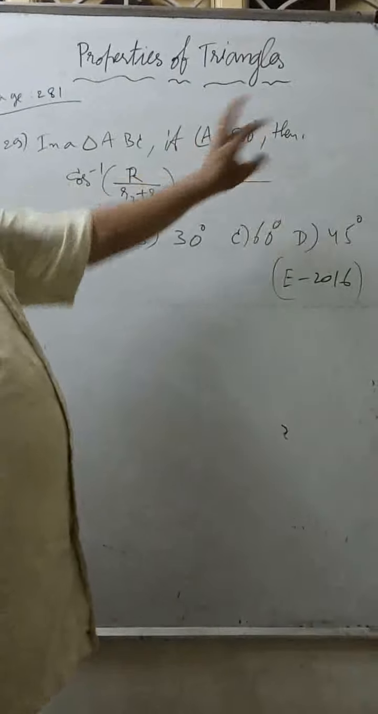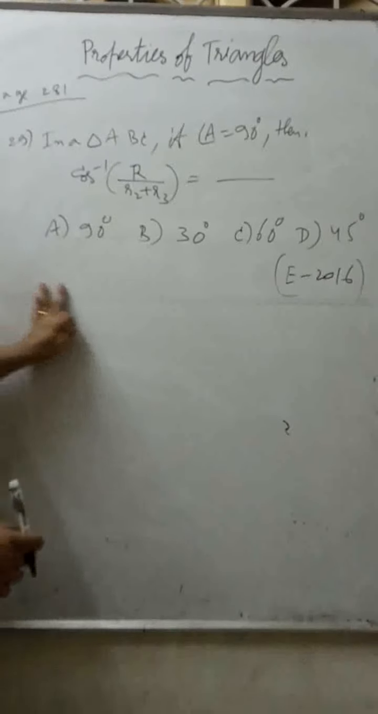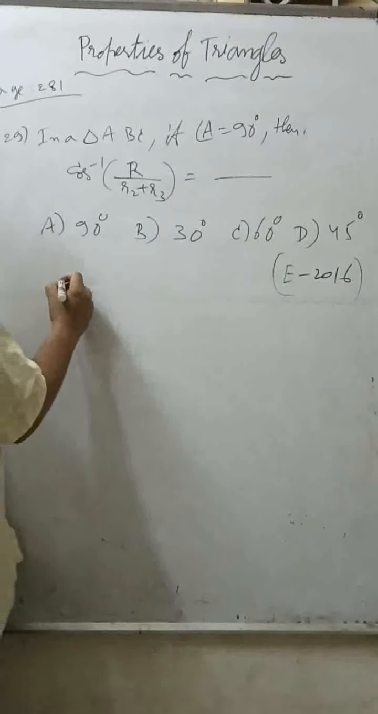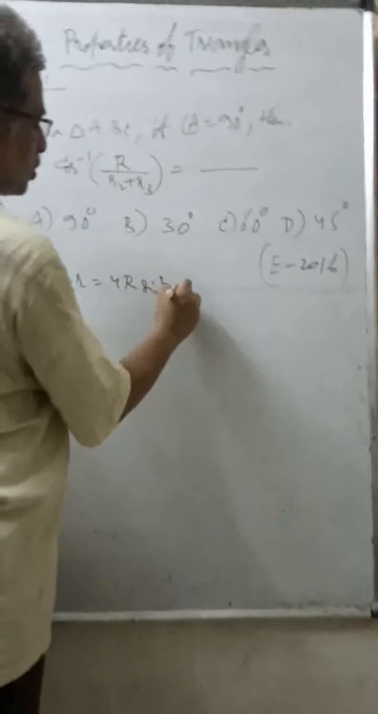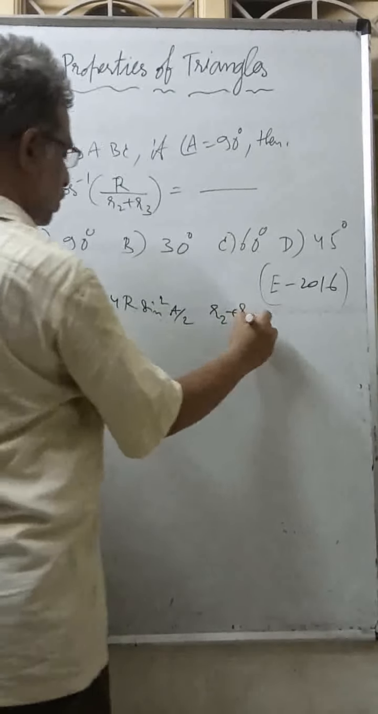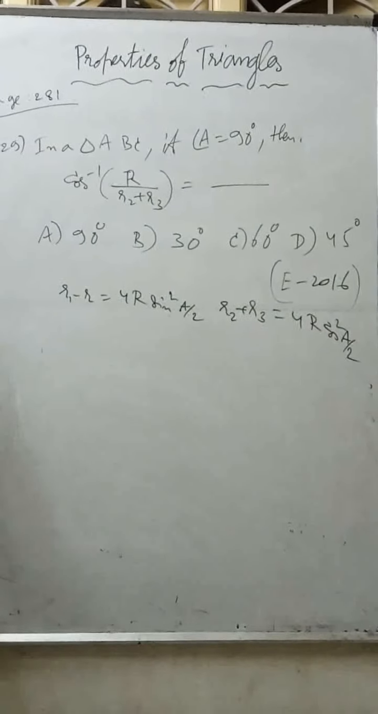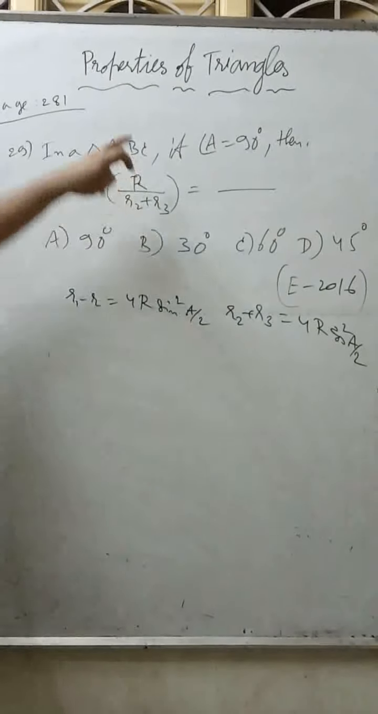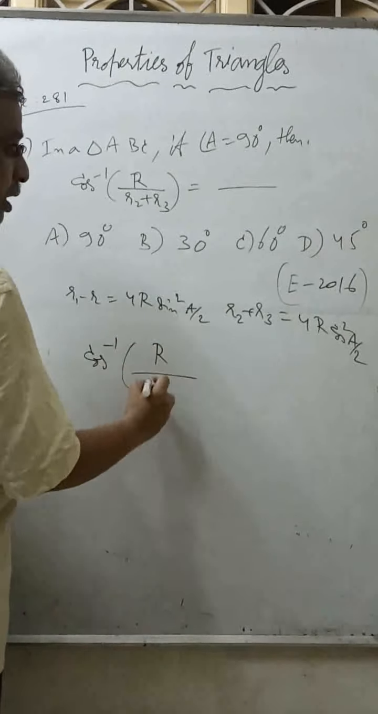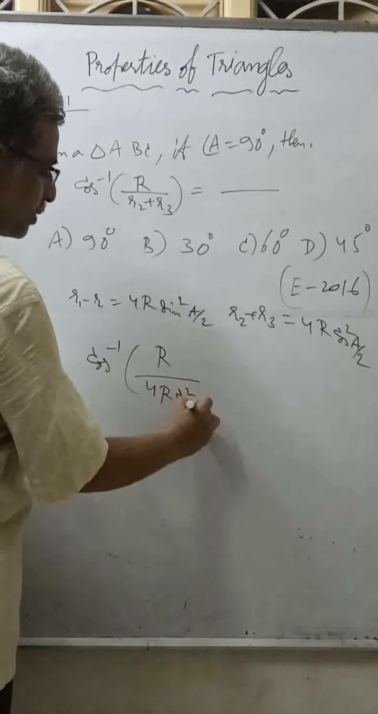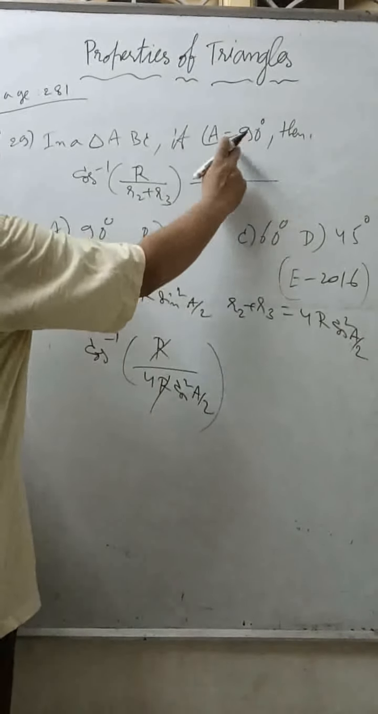See, if angle A is 90, then cos inverse of R by R2 plus R3 equal to dash. We know the R2 plus R3, R minus R1 concept. R1 minus R equal to 4R sin square A by 2 and R2 plus R3 equal to 4R cos square A by 2. If you remember this, the sum is over. So I will use this, R2 plus R3 equal to 4R cos square A by 2 here. So cos inverse of R by 4R cos square A by 2. So R gets cancelled. He is giving angle A is 90 degrees.